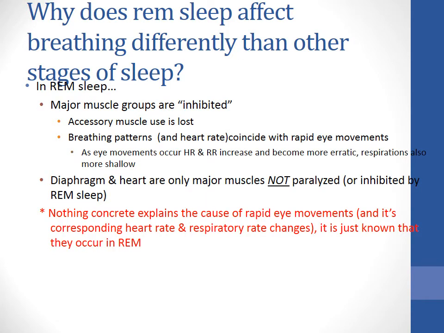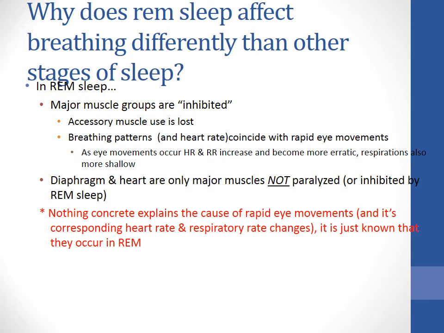So we noticed that in REM, our breathing and heart rate become a little erratic as compared to non-REM, where everything is very stable. If anything, it's a little shallow or slower than compared to when we're awake, but as compared to REM, our breathing and heart rate become a little erratic. So why does this happen? Why does it change with the different stages of sleep?